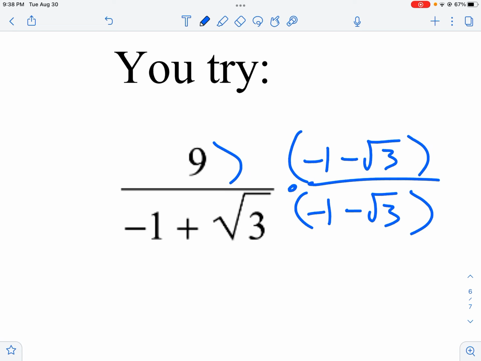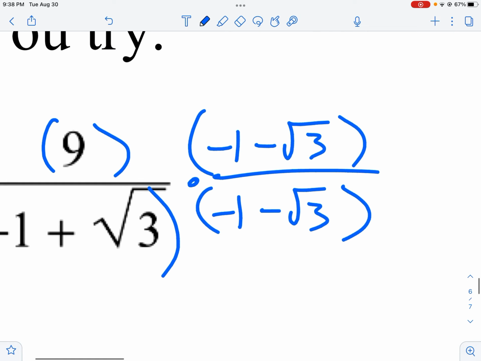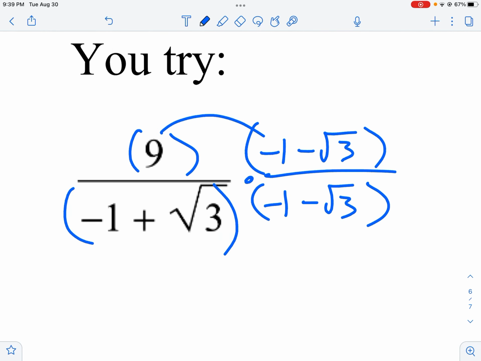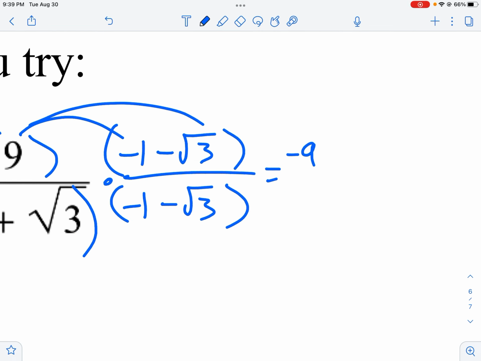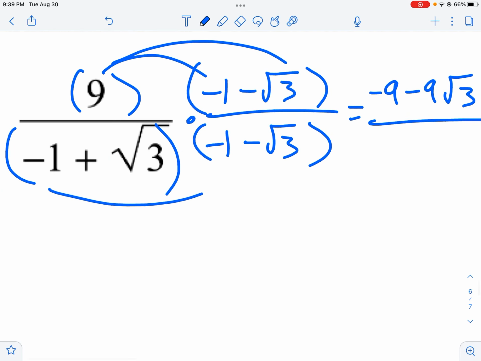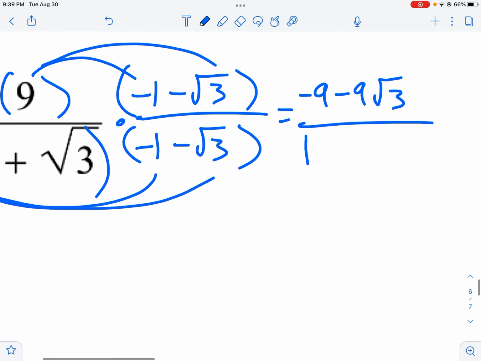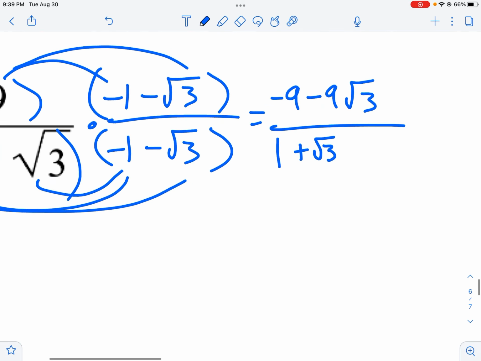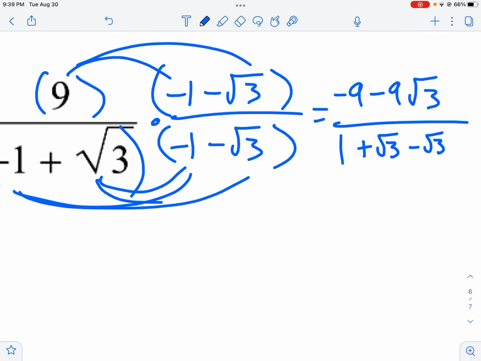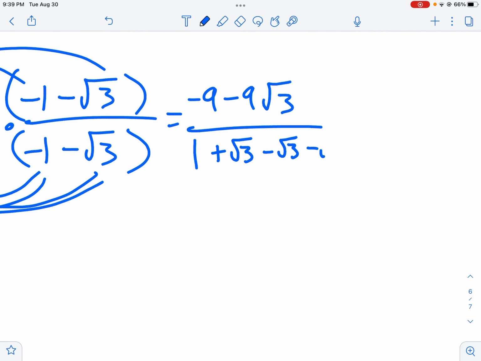Since we got fractions, it's got these implicit parentheses all over the place, top and bottom. To multiply fractions, multiply tops and bottoms. So on top here, we're going to get negative 9 minus 9 root 3. And on bottom, we're going to get negative 1 times negative 1, which is 1. Negative 1 times negative root 3, we can get positive root 3. And our next one, positive root 3 times negative 1 is negative root 3. And then we got root 3 times negative root 3 is going to give you negative root 9.